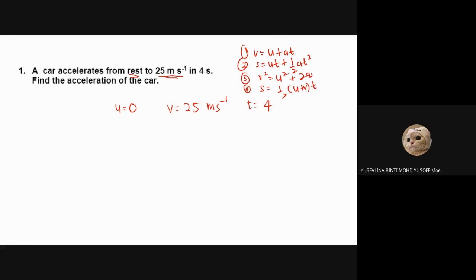From this question, you have to find acceleration A. So which equation should I use? Number one, two, three, or four? Yes, number one: V is equal to U plus AT. V is 25, U is 0, A you need to find, time is 4. So 4A is equal to 25, so A is 25 divided by 4, which is 6.25 m/s². Yes, very good.